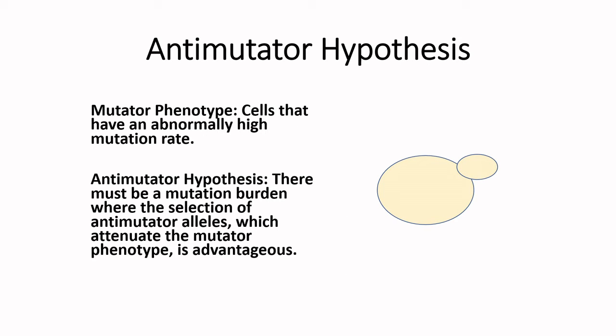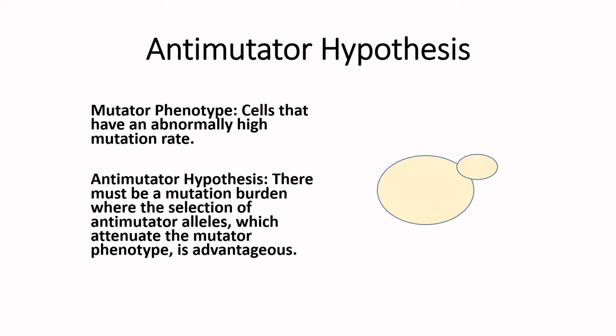There's this idea called the anti-mutator hypothesis, which was first proposed by Larry Loeb here at the University of Washington in the 1970s, and has laid the groundwork for a lot of interesting work in cancer. It bases itself on the fact that there are mutator phenotypes, or cells that have an abnormally high mutation rate, and the fact that at a certain point those mutations can be deleterious.